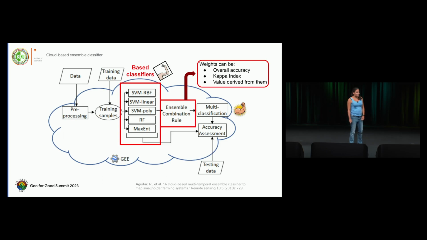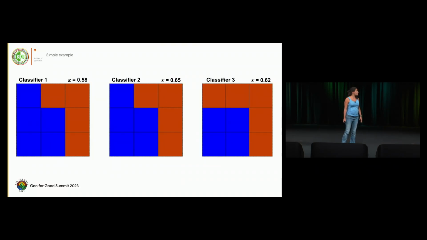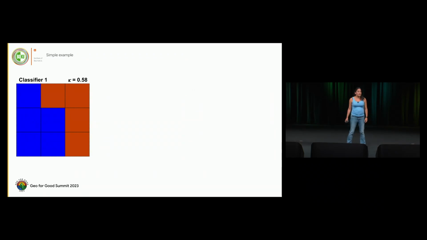So how can we do that and how does this work? This is the important step. I prepared a simple example to show you how we can create an ensemble classifier. In this case, I have 3 different models, so I have 3 different classification maps. The 3 of them are weak classifiers, the kappa index is not higher than 0.65, and we are going to focus on the first one.